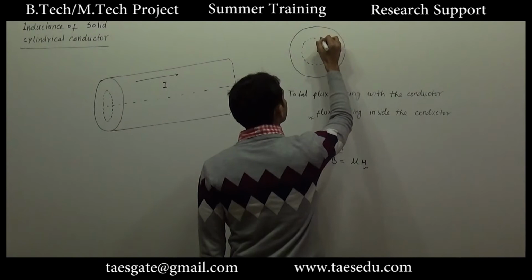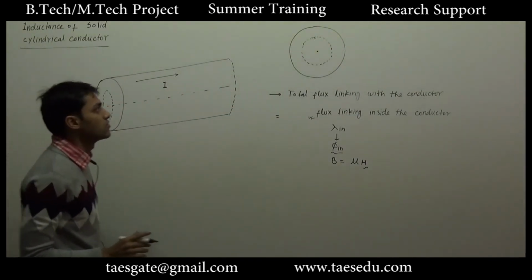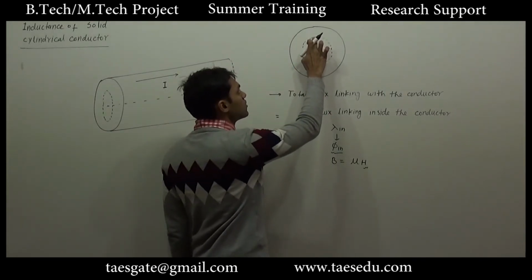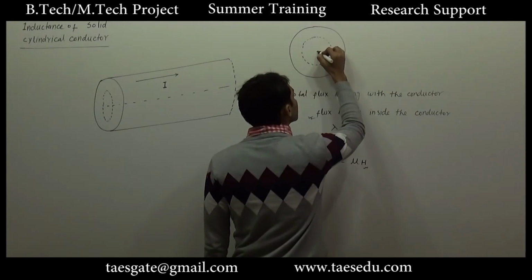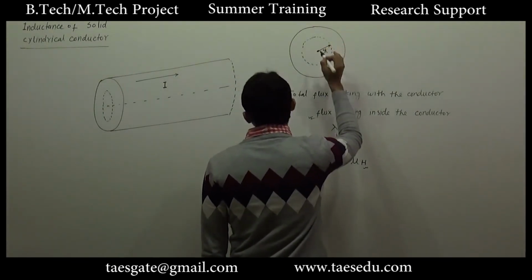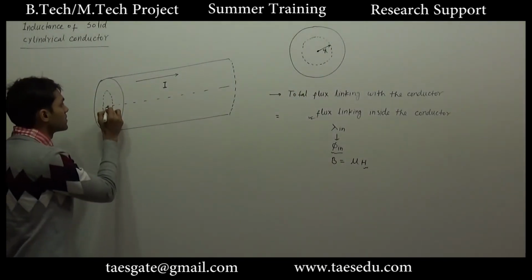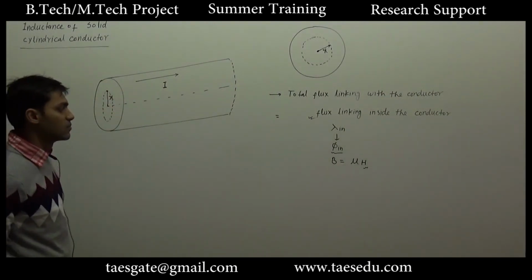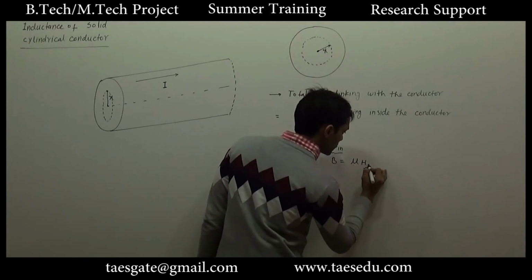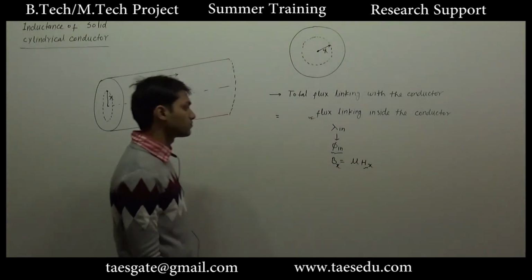Actually, the magnetic field intensity will not be constant inside the conductor, so we will apply Ampere's circuital law to find out magnetic field intensity at a distance x from the center or from the axis of the cylindrical conductor. Let's say this distance is x. The magnetic field intensity will depend on x, so instead of H, I will represent it as Hx or Bx.